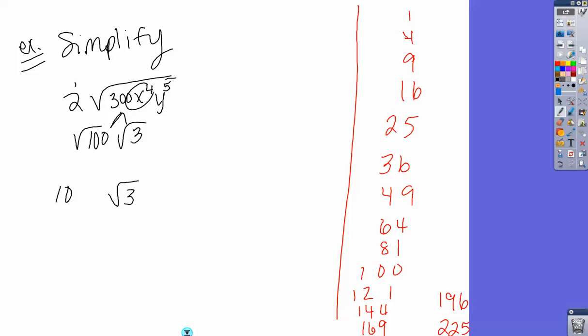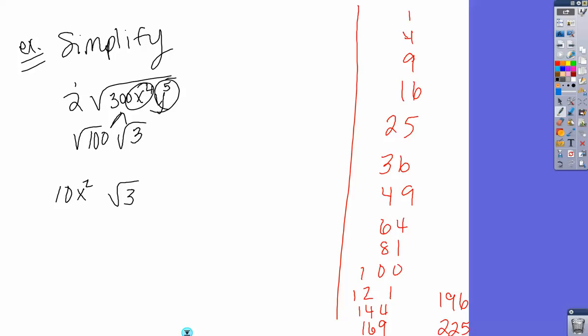So now I look at my exponents and I want them to be even. My exponent is 4, which is even, and I'm dividing it by 2 because it's a square root. If it was a cube root, I want to divide by 3, so I want to be dividing by multiples of 3. So I'm going to take my exponent 4 and divide it by 2. 4 divided by 2 is 2, so x squared is on the outside.